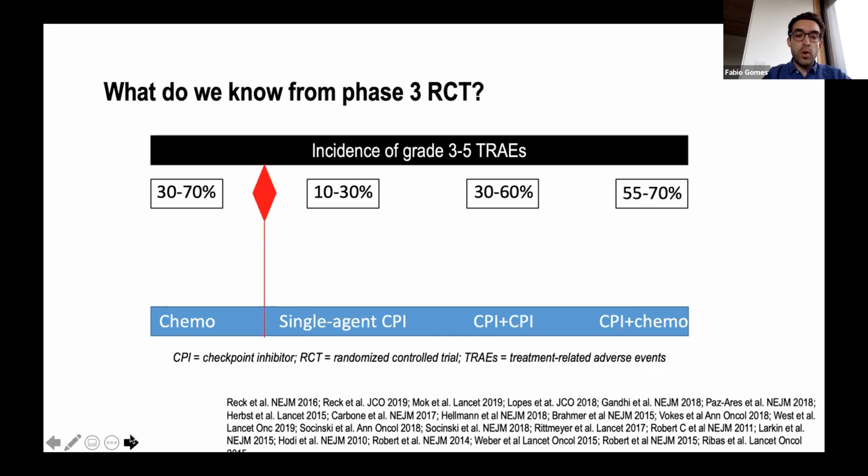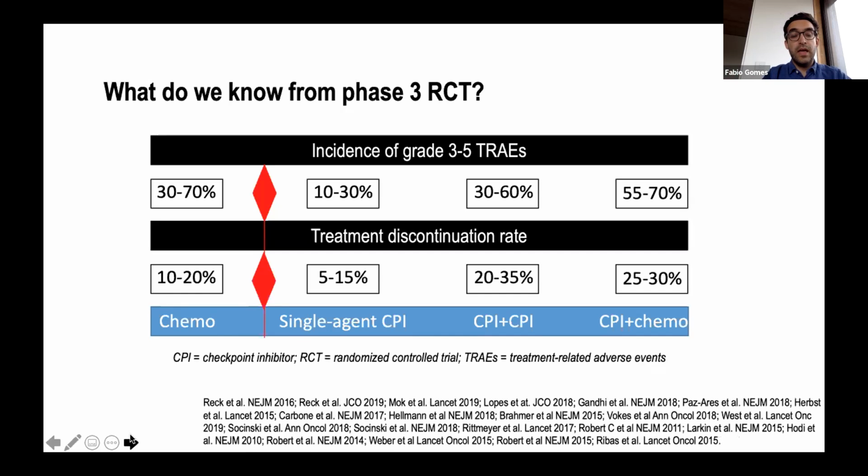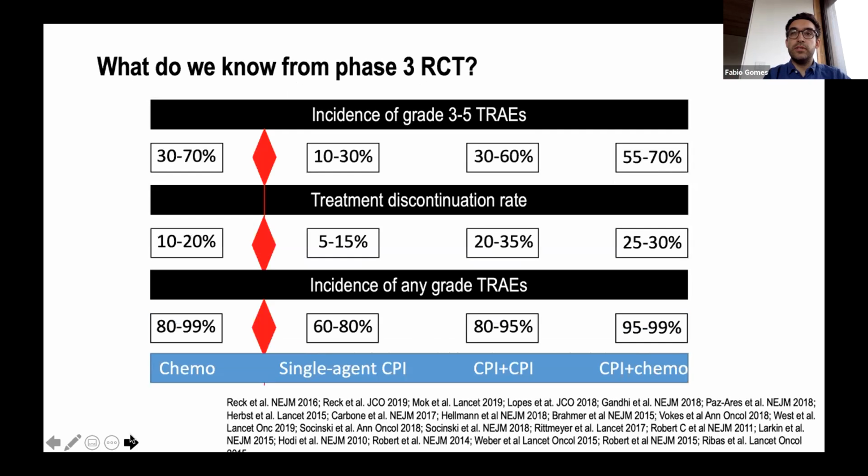Single agent, so giving just one checkpoint inhibitor, this could be around 10 to 30%. But once we start combining 2 checkpoint inhibitors or checkpoint inhibitors and chemotherapy, we can see that increases. And therefore, if we think about treatment discontinuation rate, it follows the same trend. But as I was saying, especially when we're thinking about checkpoint inhibitors, we need to think about the whole picture. So we need to think about even any grade side effects, because they may have an impact if the patients are going to have it for a long time. And as you can see here, overall, giving the patient a single agent checkpoint inhibitor seems to be, in terms of tolerability, better than the other options.